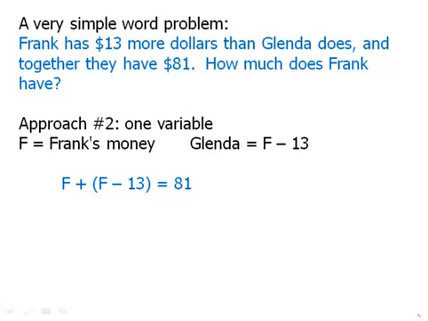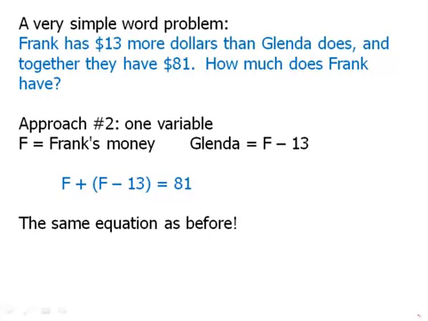And then the sum of those two, Frank plus Glenda, F plus F minus 13, that equals 81. Well, this should look familiar. This is the same equation as we had before, so I'm not going to solve it again. It has the same answer. But this shows you whether you start with one variable or two variables, you really wind up in the same place. You may get there slightly faster if you use one variable instead of two variables, but then again, it can be hard sometimes to see how to set up everything in terms of one variable.